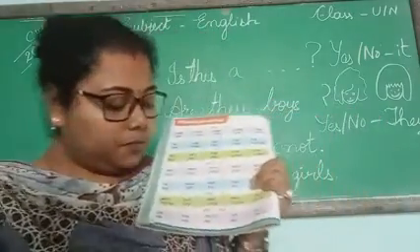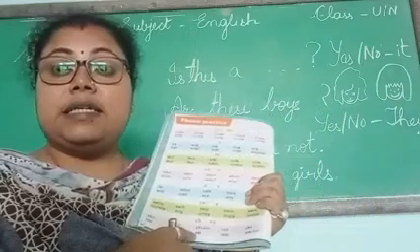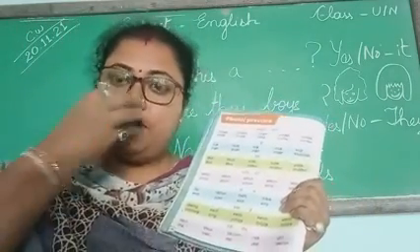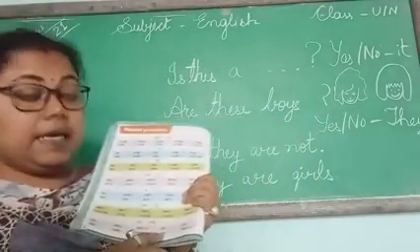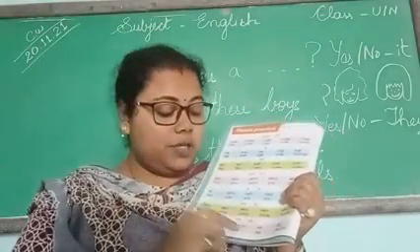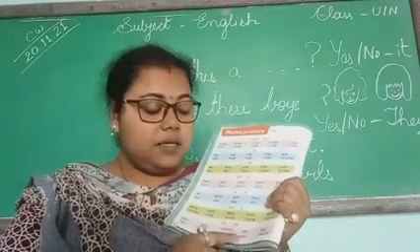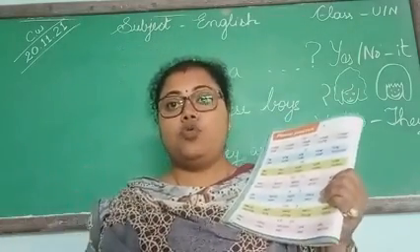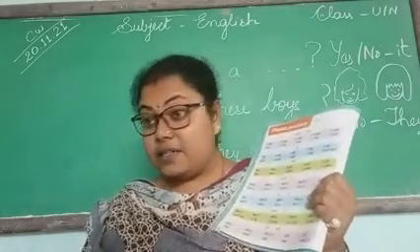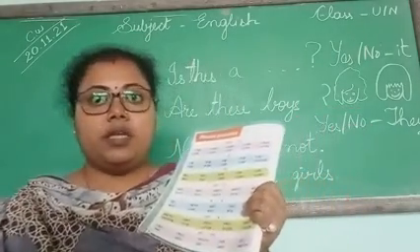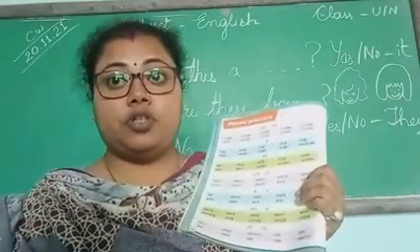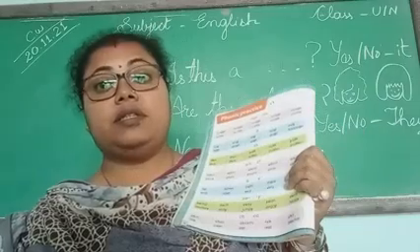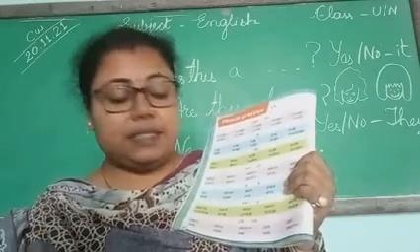Then E-A-T, eat. Eat means you are eating. Then S-E-A-T, seat, not sit. Seat means in a bus you go and sit there. Those are seats. Okay. In any cinema hall, for a movie, there are many rows. In one place you are sitting. That place is known as your seat.